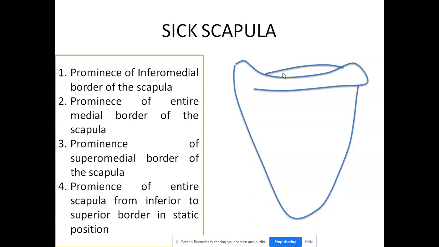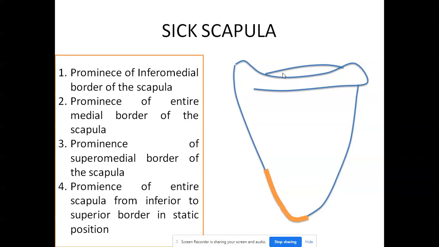This is nothing but your SICK. The full form of SICK is scapular malposition for S, inferomedial border prominence of the scapula for I, coracoid pain for C, and dyskinesis of scapular movement for K. Now, what are the grades of SICK scapula?